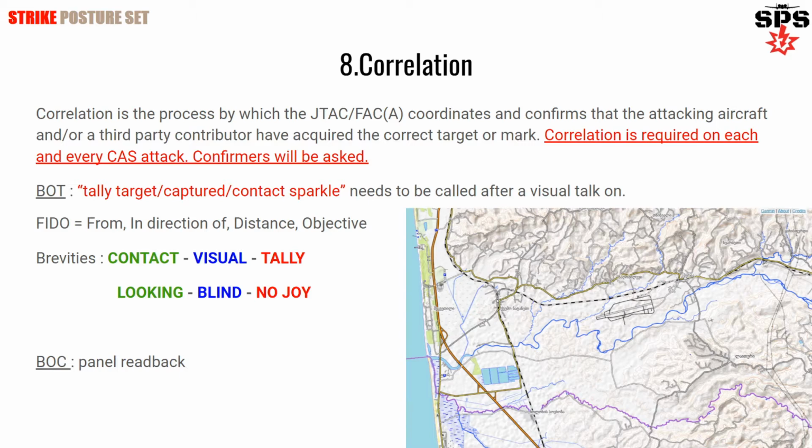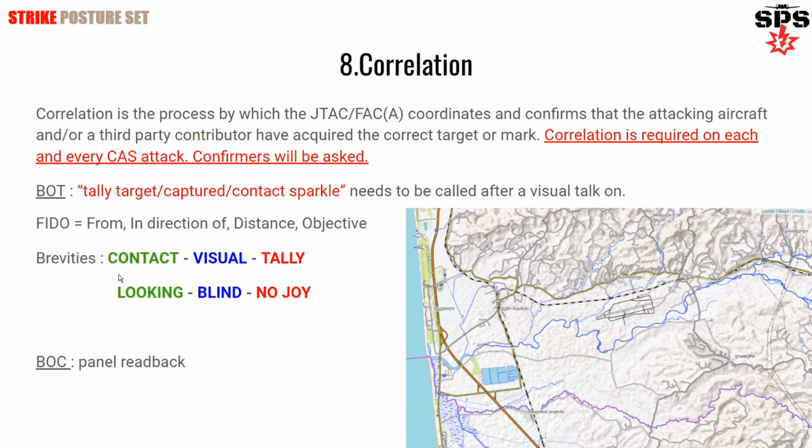Confirmers will be asked, so be ready as a pilot to describe some small terrain features. Remember, for bomb on target, you have to call in target captured, contact sparkle. For the visual TALCON, we use a method called FIDO. It stands for From, In direction, Distance, Objective, and for that we use brevities. The O is more like object, I would say, because objective is kind of misleading. It's not always your objective, as in your target.